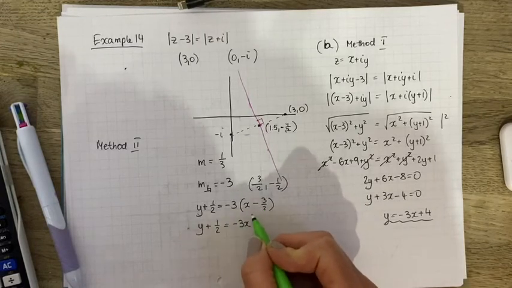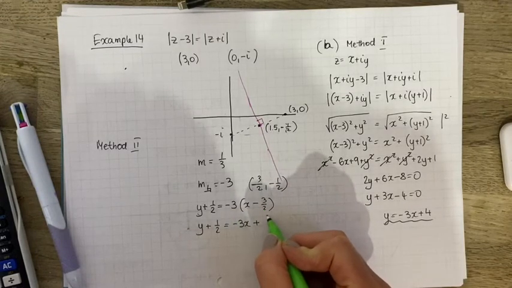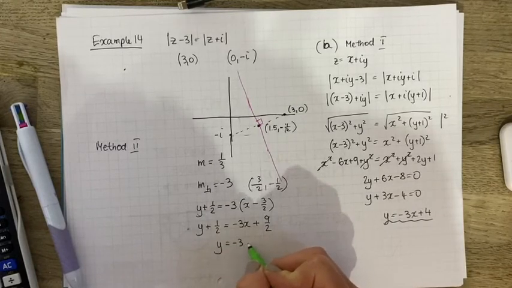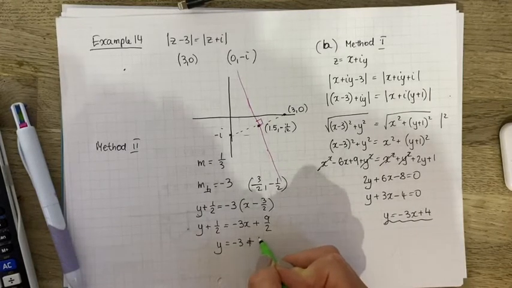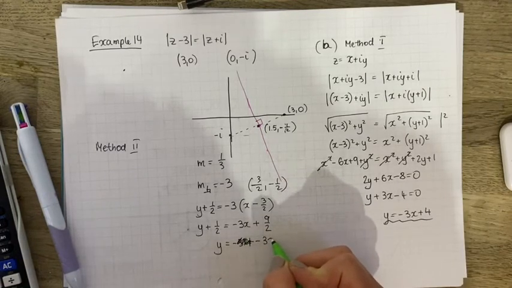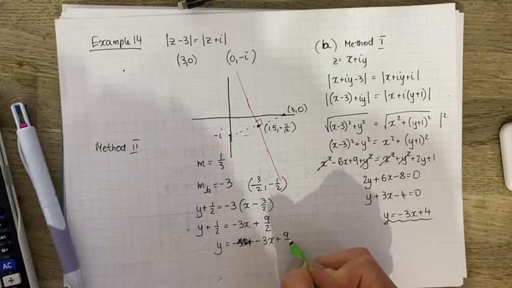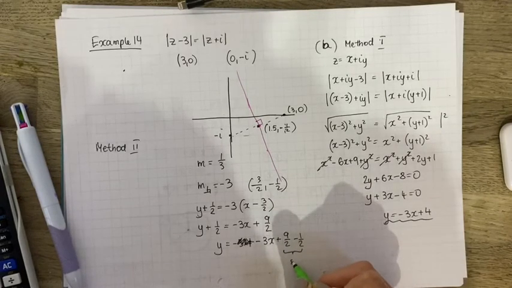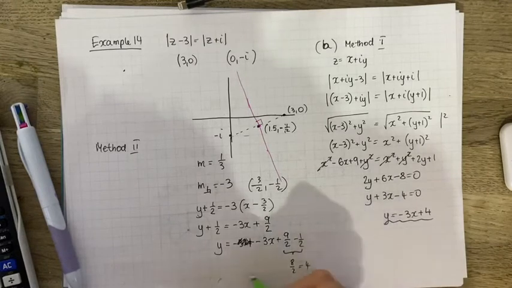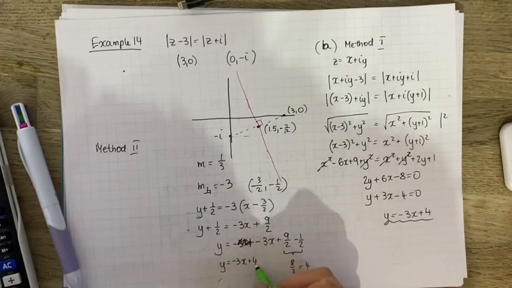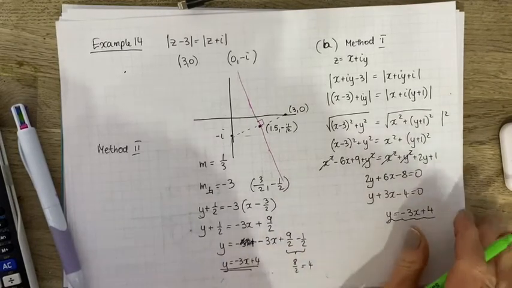So multiply that by minus 3, you get plus 9/2. So y is equal to minus 3x plus 9/2 minus a half, and this is going to be 8/2, which is 4. So you get the same equation. So you've got two ways of getting this equation.